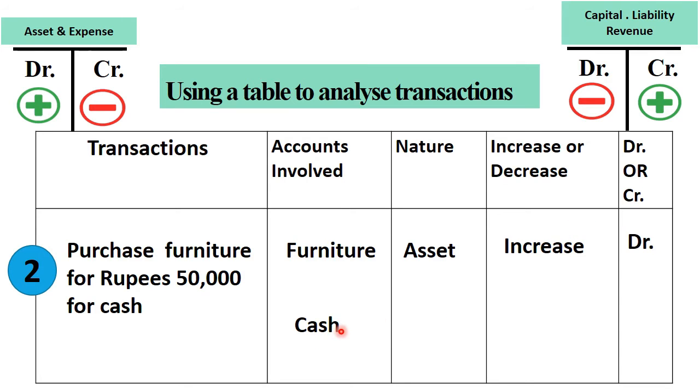Now let us come to cash. Cash is also an asset. So when we are buying furniture, the asset furniture is increasing, but the asset which is cash, that is decreasing. So the rule you can see for decrease in asset is it is credited. So in this particular transaction, furniture is debited and cash is credited. Let us discuss few more examples.